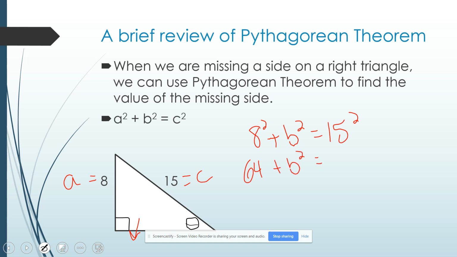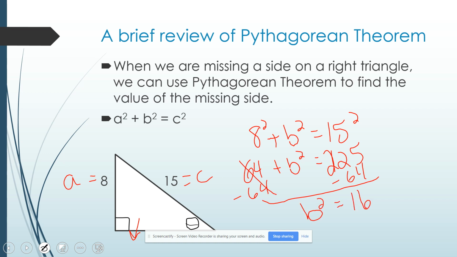We have 64 and 225. Subtract the 64. B squared is 161. And then take the square root. 161 is not a perfect square. And I'm not sure that we can break 161 down. So we're going to leave that alone, not using the decimal, because right now we want to work in exact values, if at all possible. So the square root of 161 is the length of the second leg.